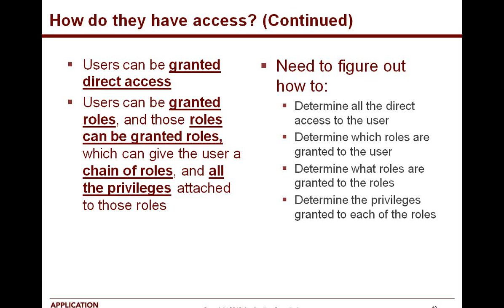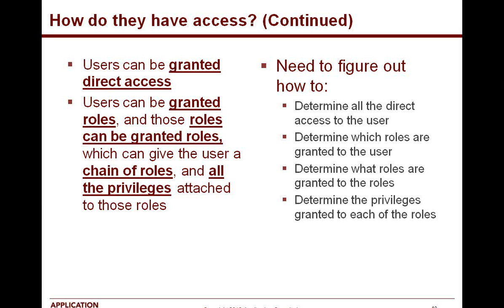So if you look on the right here, how do you need to figure this out? Well, first you need to determine all the direct access of the user. So, okay, give me the user and show me all the access that they have, direct access. We need to determine which roles are granted to the user. So take the user and tell me all the roles associated with that. Now from that, we have to determine what roles are granted to the roles. After we've determined the roles that are granted to the users, let's look at all those individual roles and then enumerate all the roles that are granted to those roles.